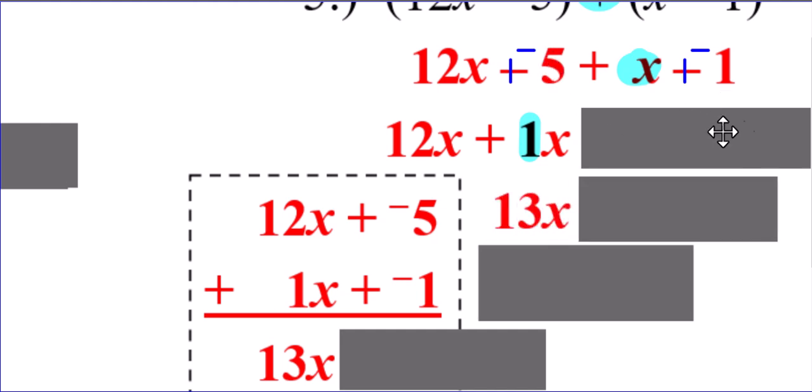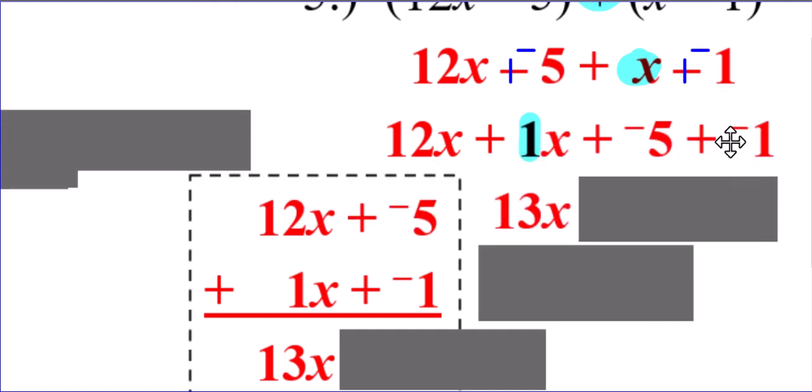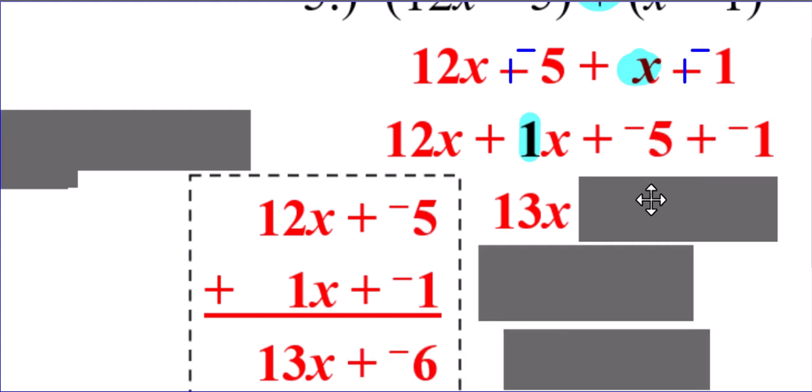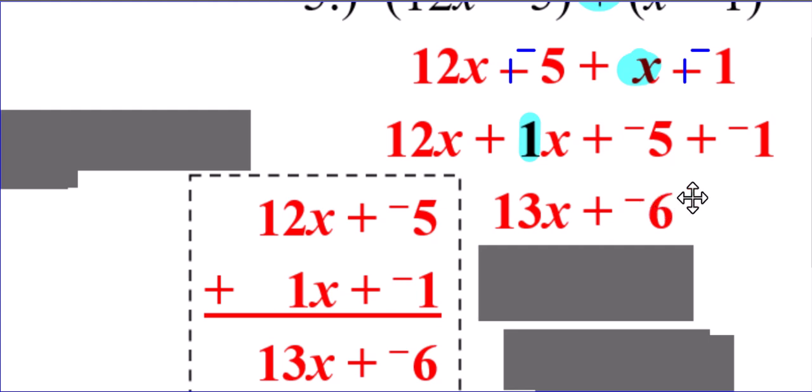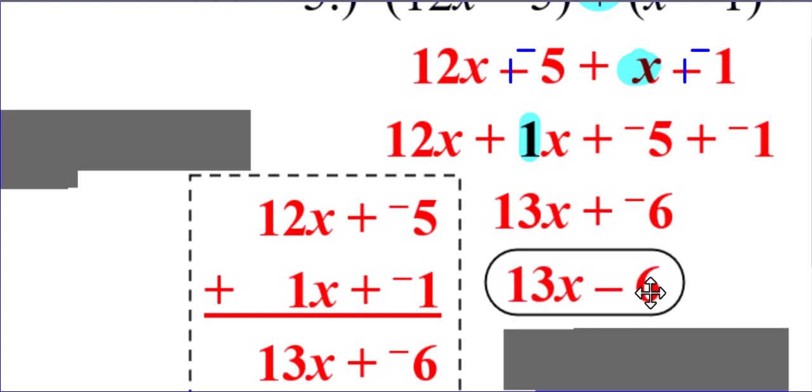Now, negative 5 and negative 1, they're like terms. Since they're both the same sign, you will add their absolute values in your head and get negative 6. Oh, we're not done. There's 2 symbols in between. So we're going to simplify this to just 13x minus 6 instead of saying plus negative 6.